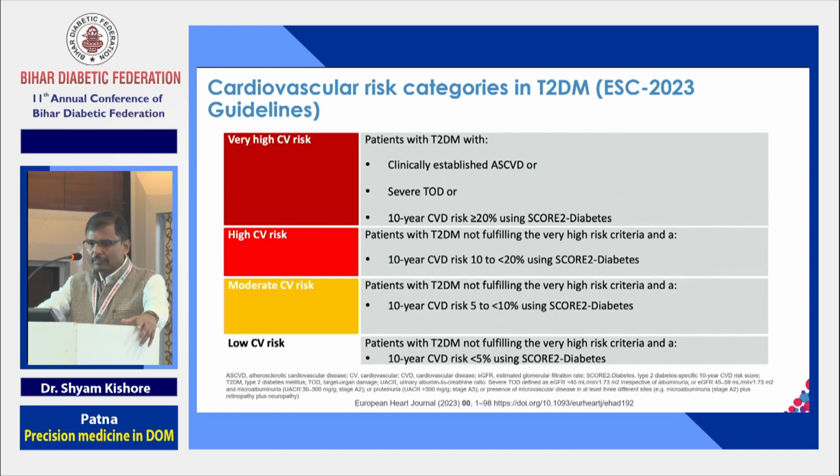High risk patients are patients with type 2 diabetes not fulfilling the very high risk criteria, with a 10-year CV risk between 10 to 20%. And why do you need to categorize your patients into these categories? Because you will require medication to save these patients.